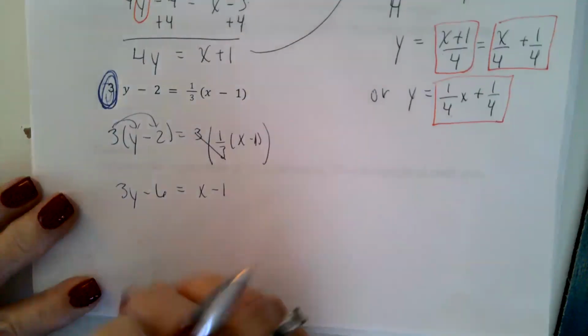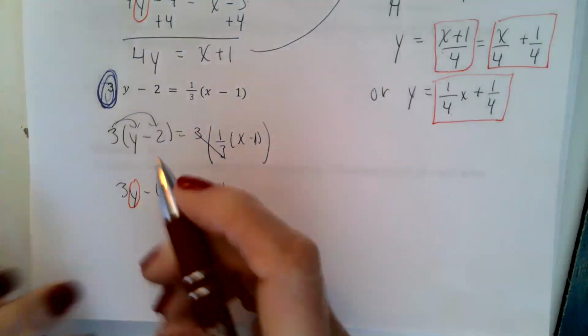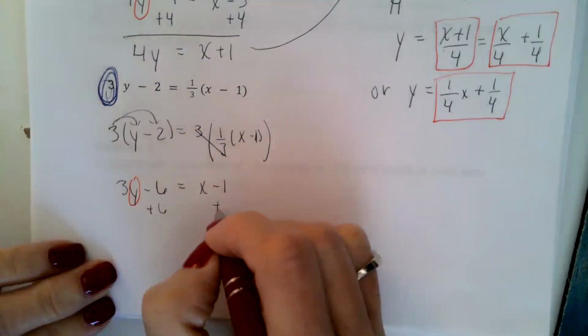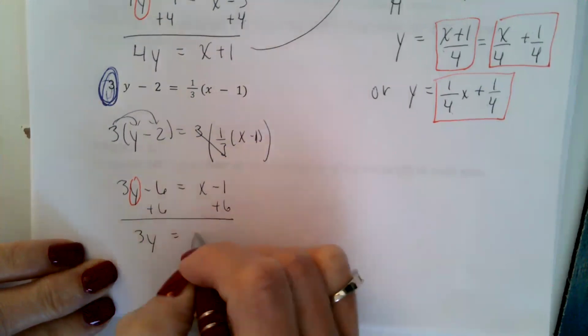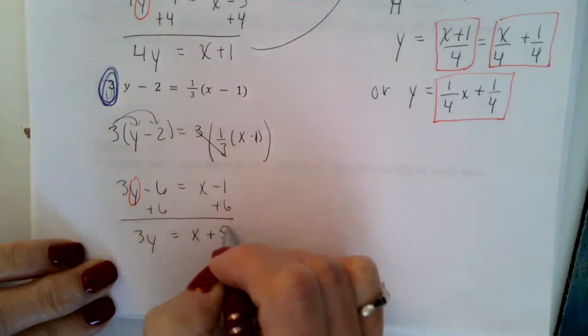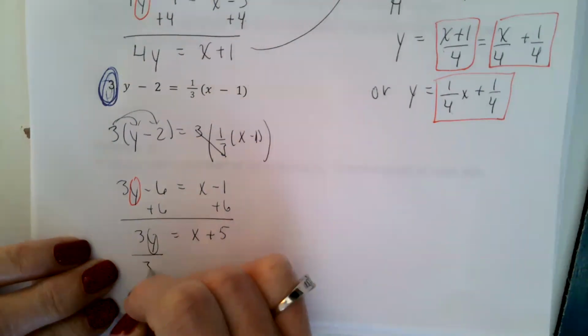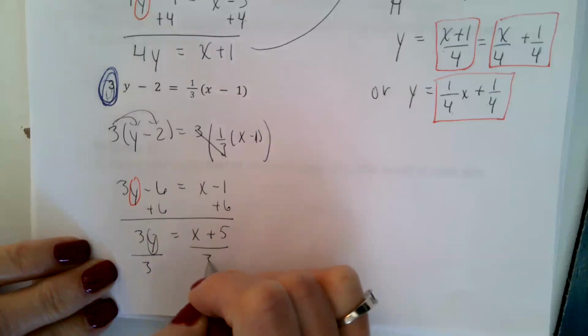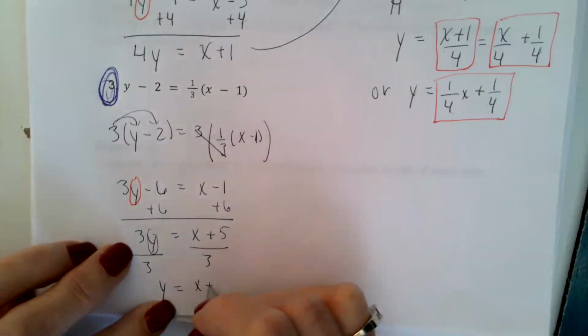And remember at the top there, they wanted us to solve for y. And we're solving for y. So I'm going to add 6 to both sides. So 3y equals x plus 5. And we're solving for y, so I'm going to divide by 3. So y equals x plus 5 divided by 3.